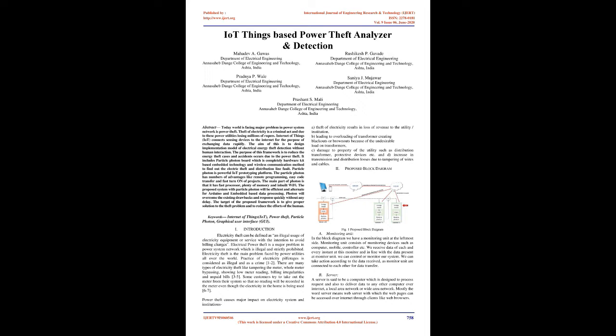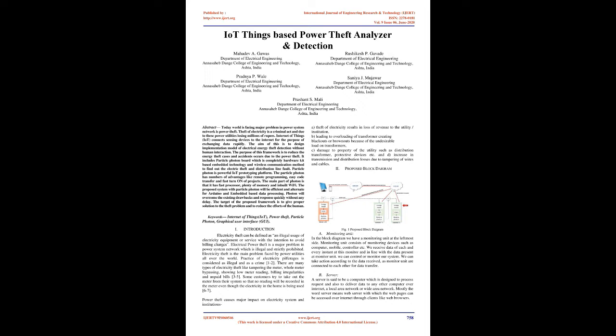Power theft causes a major impact on the electricity system and institutions. A. Theft of electricity results in loss of revenue to the utility or institution. B. Leading to overloading of transformers, creating blackouts or brownouts because of the undesirable load on transformers. C. Damage to property of the utility, such as distribution transformers, protective devices, etc. And D. Increase in transmission and distribution losses due to tampering of wires and cables.